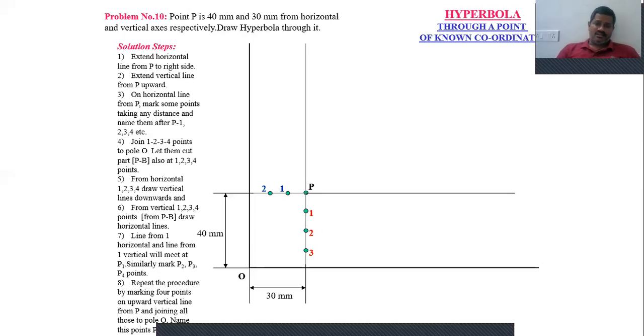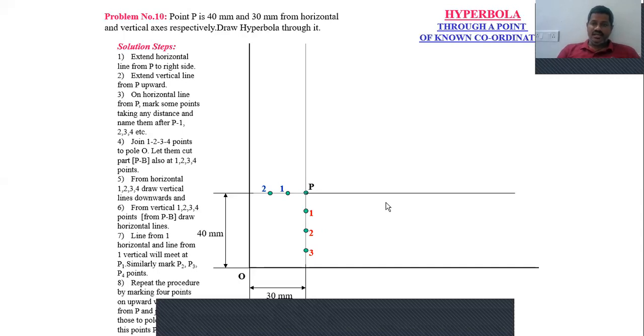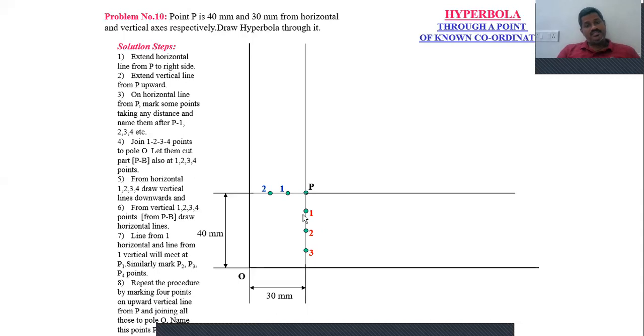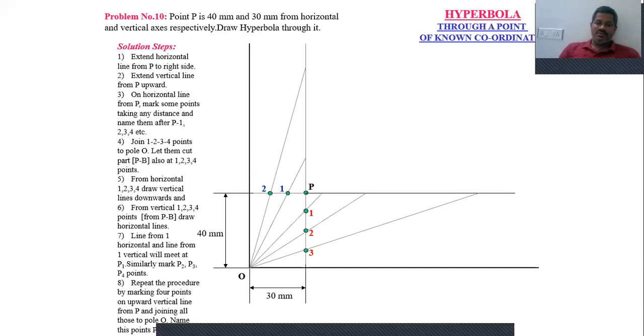Then draw the lines up to the line extended from point P, and those lines must pass from 1 to 3 to get the points on the extended line. From the point O, draw a line that must pass through point 1, which will intersect the extended line at P. Then similarly from 2, similarly from 3, and similarly from the horizontal line. So we have not obtained actual points here to draw the hyperbola. Now locate the points on the extended line from P as 1, 2, and 3. Indicate this point as 1 and this point as 2.